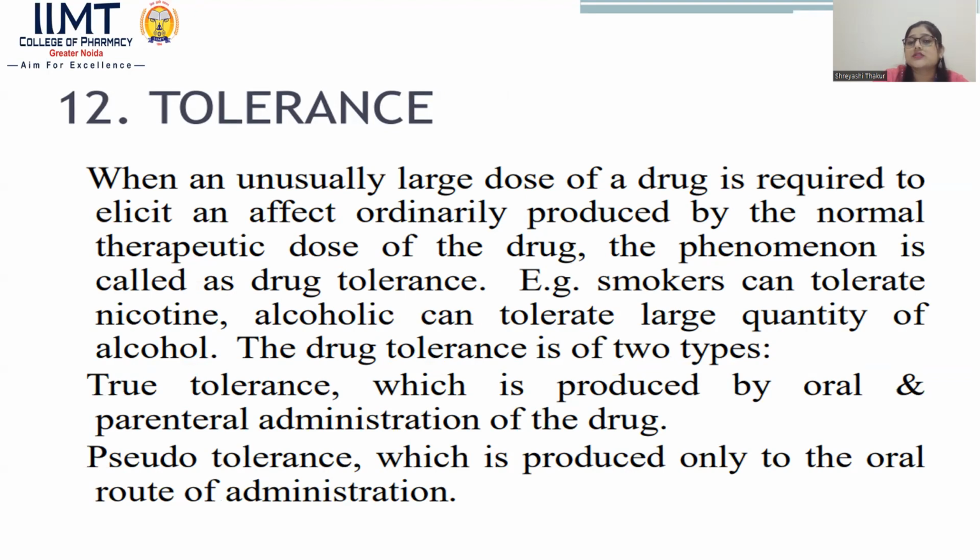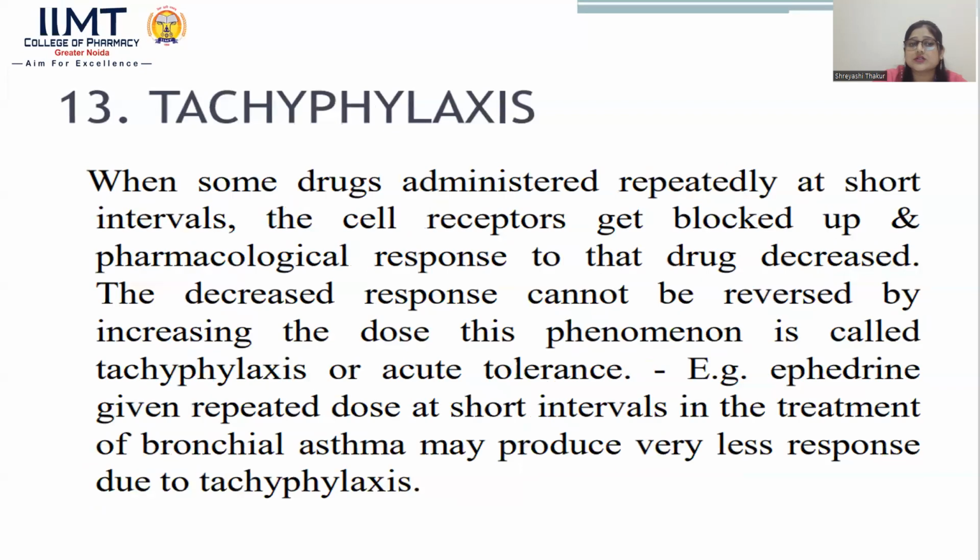So drug tolerance is also of two types. First one is true tolerance and second one is pseudo tolerance. True tolerance is produced by both oral and parenteral administration of the drug, and pseudo tolerance is produced only by the oral route of administration.